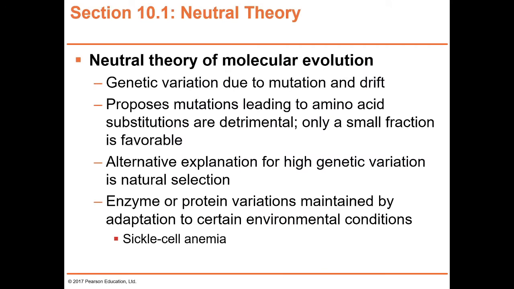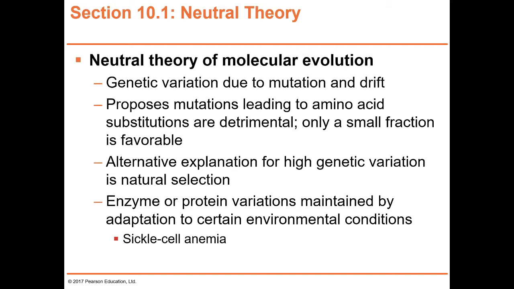Neutral theory. Genetic variation happens due to mutation and drift. If proposed mutations leading to amino acid substitutions are detrimental, usually mutations are very serious business. You do not want any mutation to happen. So only a small fraction of mutations is favorable.